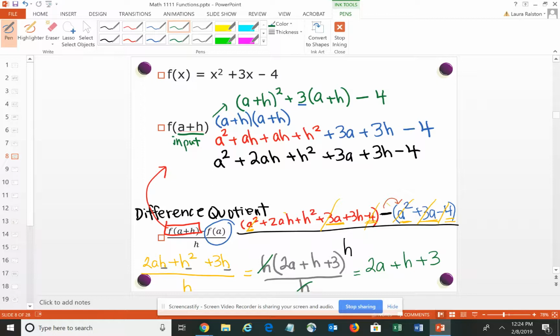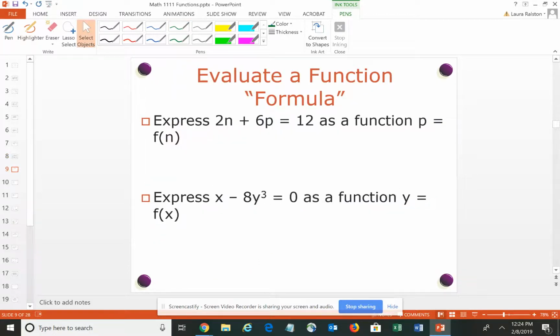Okay, but again, it's just kind of a precursor to something, a skill that you need to learn in college algebra that you're going to use later on in calculus. Other things that you can do with functions, you can also be asked to express an equation in terms of a function. This particular one, the first example says express 2n plus 6p equals 12 as a function of p. So basically, in those fancy words, they're trying to ask you to solve that particular equation for p. So hopefully that's something you already know how to do.